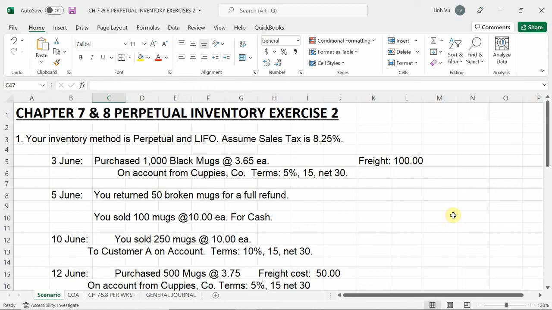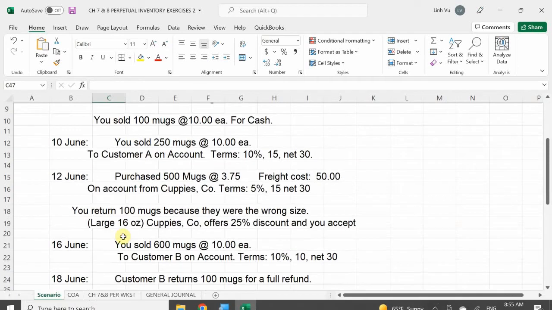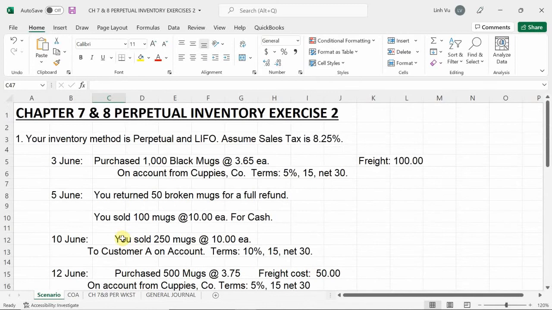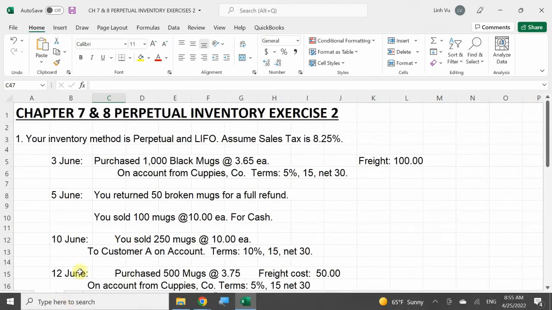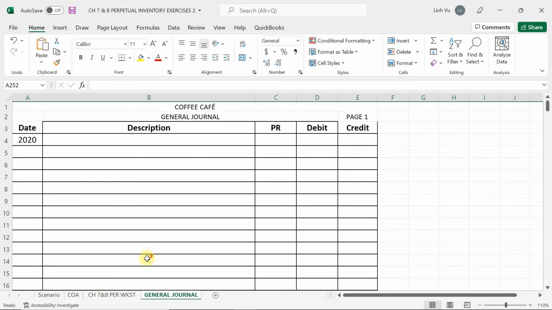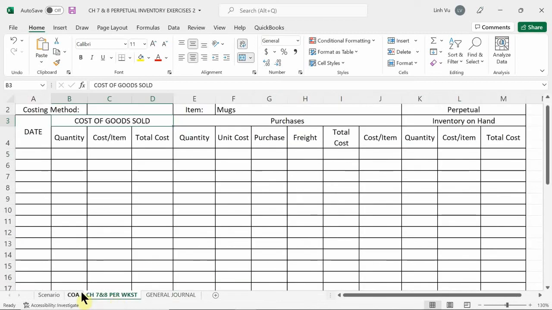Okay, so here, number one, your inventory method is perpetual and it's LIFO. Assumed sales tax is 8.25%. In this case, again, we're looking at a bunch of scenarios that will happen. We're going to use our chart of accounts, we're going to journalize it, and then we're going to pop it into our inventory worksheet.